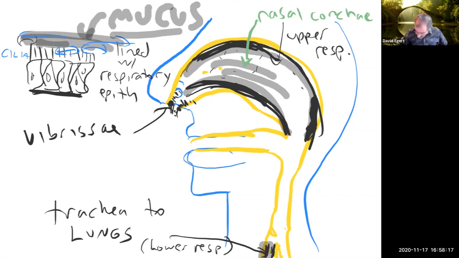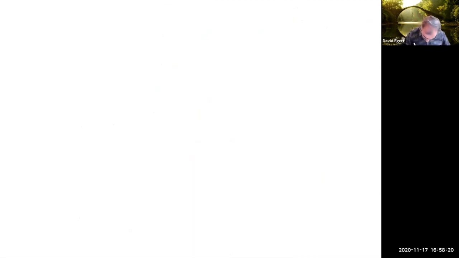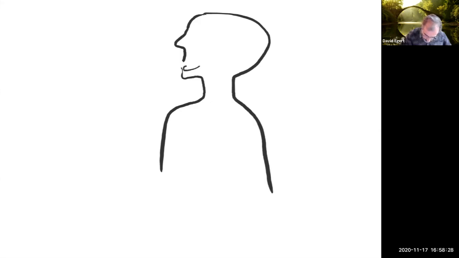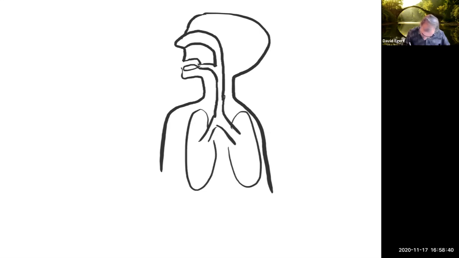And then, actually I should have drawn a bigger picture here. And again, this mucus is lining your upper respiratory passages. It's lining your lower respiratory passages, and it's catching stuff.